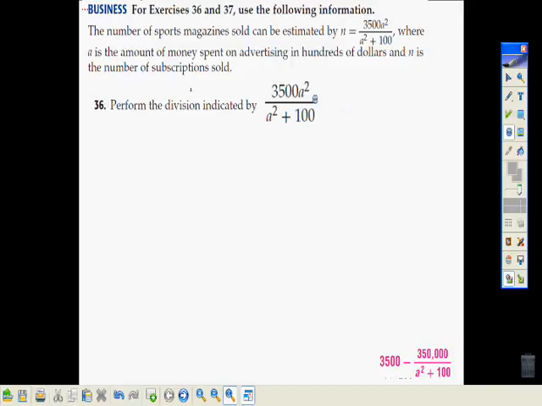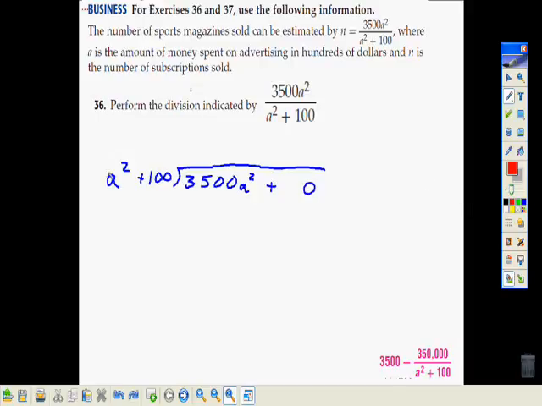Now, synthetic division will not work on this one because we have an a squared. With synthetic division, remember that we have to start with x, like just x minus r. So what we're going to have on this one is we want to do it with a long division.